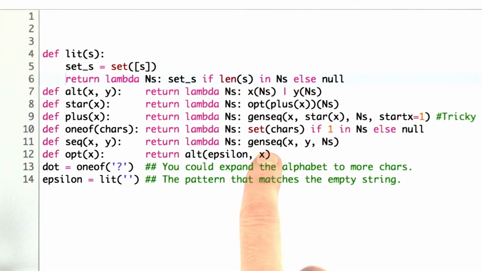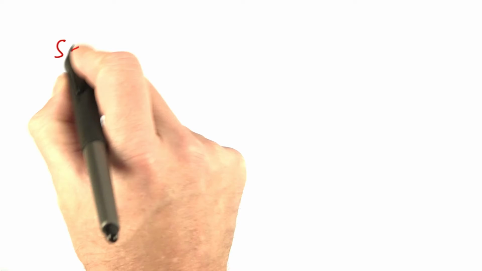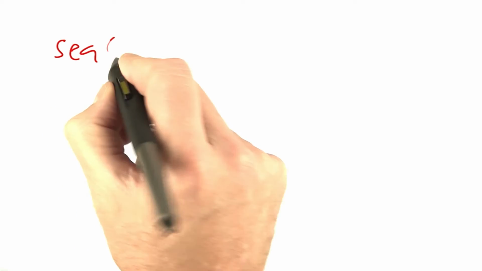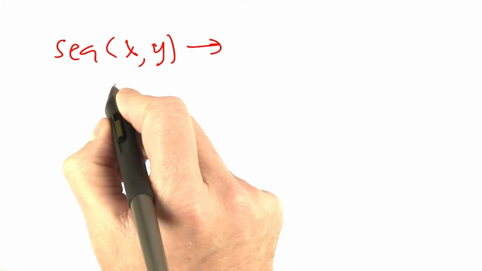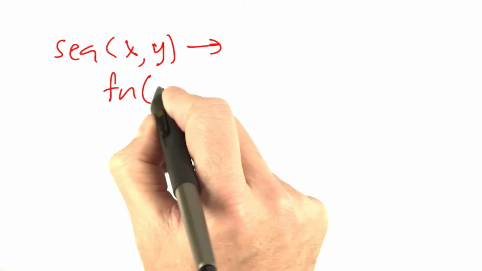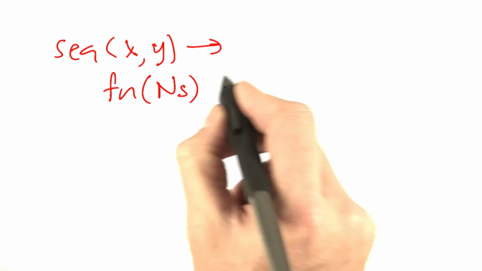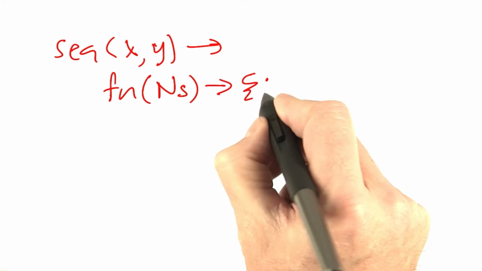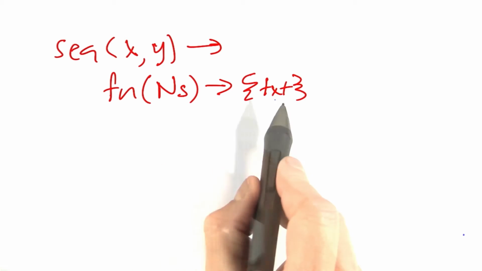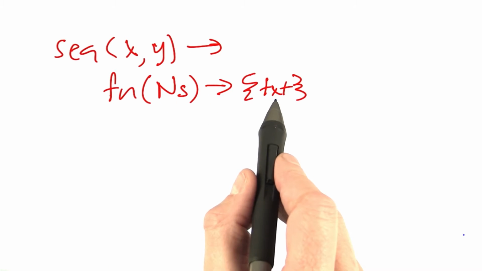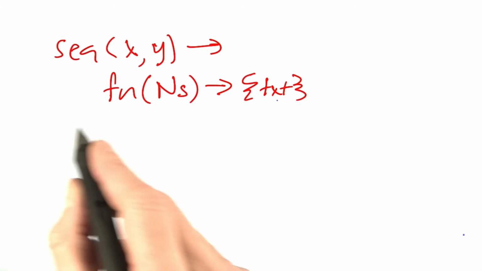Now there's only one bit left, this generate sequence, so let's talk about that. Now, sequence in this formulation is a function that takes x and y, two patterns, and what it returns is a function, and that function takes a list of numbers and returns a set of texts that match. So sequence is delaying the calculation.